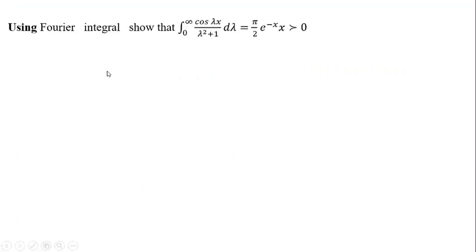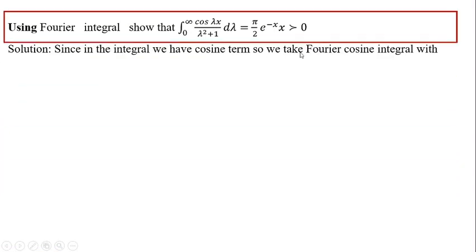Now let's have the next one, find the Fourier integral. Using the Fourier integral, just show this. As in the integral we find the cosine term, cos lambda x, I'm going to take the Fourier cosine integral, right? If it is not given, and neither can we find the nature of the function given over here as even or odd, then we will have to look at the integral. If it is odd, then we will take the sine integral. If it is even, then we will take the cosine integral. So as in the integral we find a cosine term, I am going to take the Fourier cosine integral.